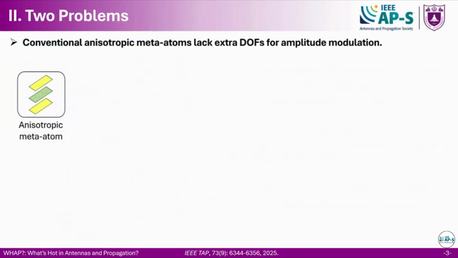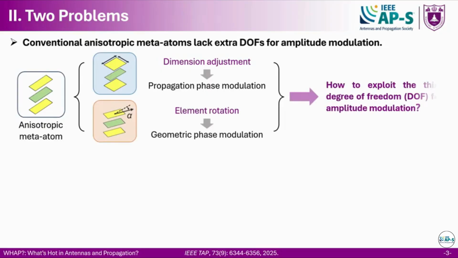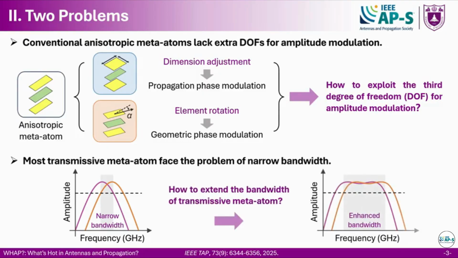However, two main challenges must be addressed. First, conventional anisotropic meta-atoms only rely on dimension tuning and element rotation, and lack an additional degree of freedom for amplitude control. Second, most transmissive meta-atoms suffer from narrow bandwidth, which limits their transmitarray applications.